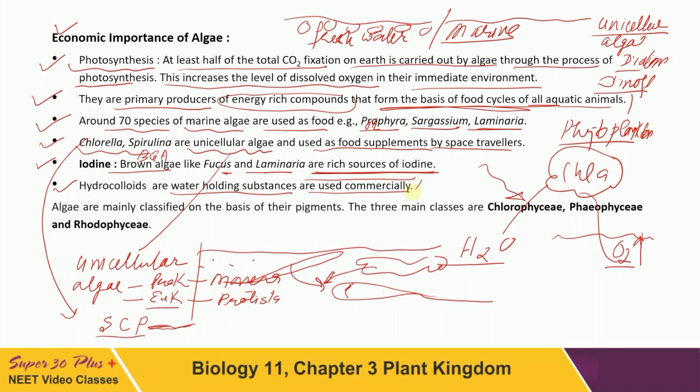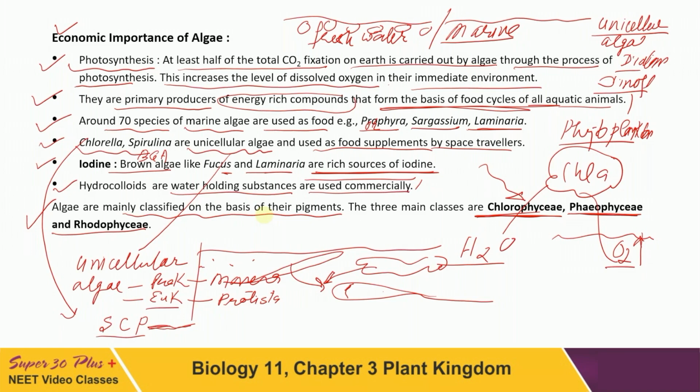And in the last, we have to see that algae are mainly classified on the basis of pigment: green pigment, brown pigment, and red pigment. Therefore, these are known as Chlorophyceae, Phaeophyceae, and Rhodophyceae. An important question this is: what is the main basis of classification of algae? That is the pigments present in them.